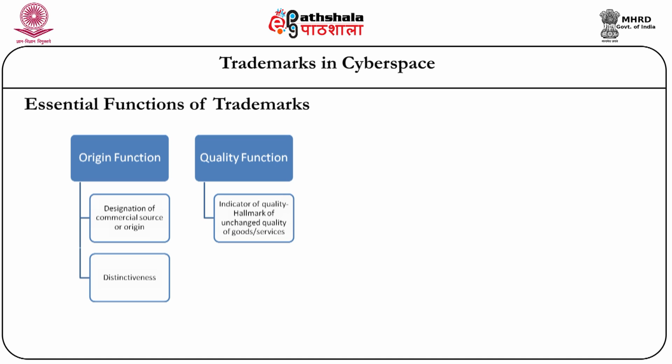To take a specific example, if I like Colgate as a toothpaste and if I like the quality of it, next time when I go to the market, I can easily pick up a Colgate toothpaste. Rest assured that the Colgate toothpaste that I bought the second time would have the same quality as the one that I bought the first time. This is called the quality function of a trademark.